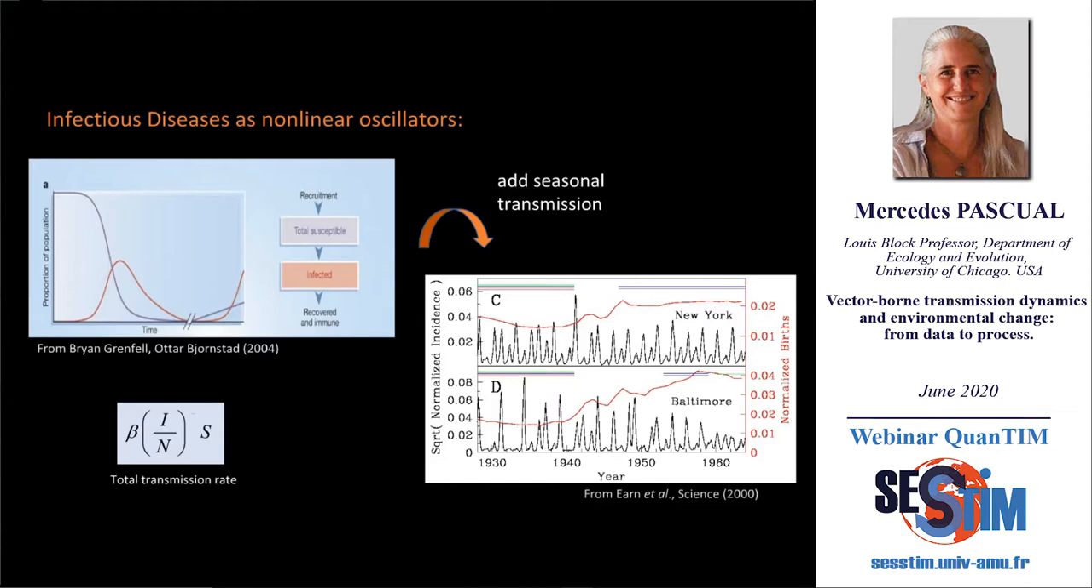At the present time, we have all heard about the dynamics of infectious diseases due to the current pandemic. You are also probably all familiar with the very simple transmission models where we think of populations as composed of susceptible individuals, infected individuals, and those that are recovered and immune.